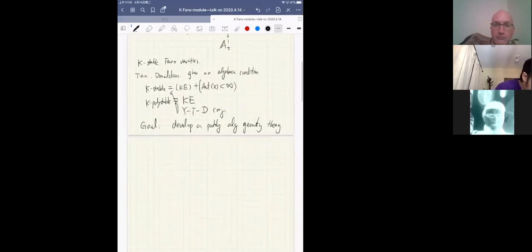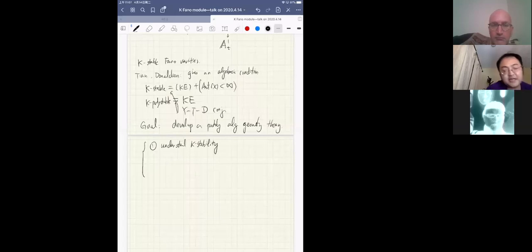But before that, let's say there are basically three guiding questions for the counter research. The first is basically we want to understand K-stability better. I mean, there are different various notions of K-stability. We want to understand their relation, how to give an equivalent calculation of them. I will talk about this more in a few minutes.